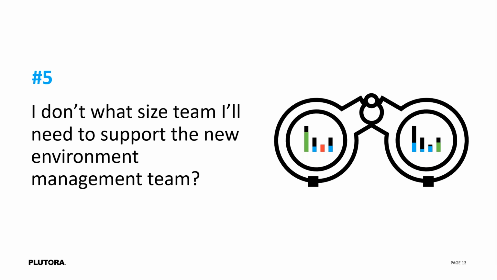Gotcha. Okay, so let's say I've got my model, or I already have an environment management team. I get my numbers wrong. What happens, and what do I do about it?